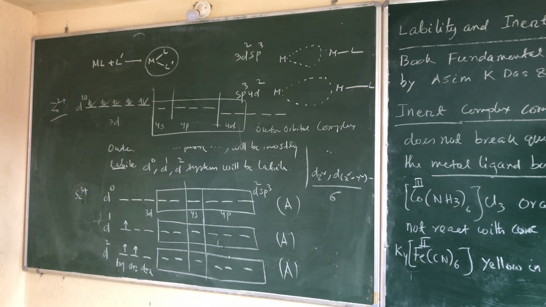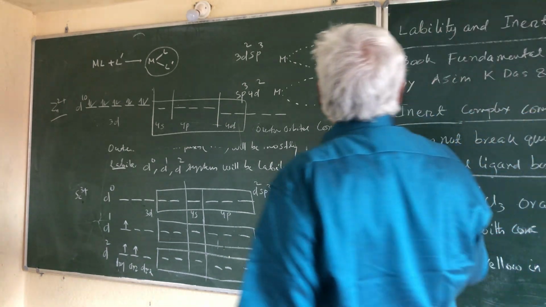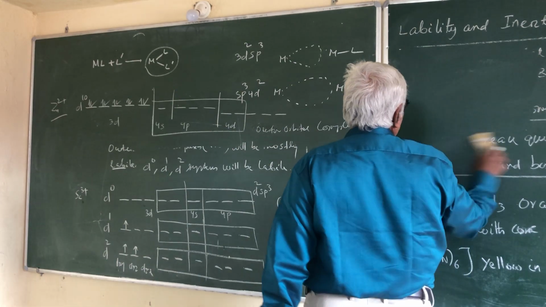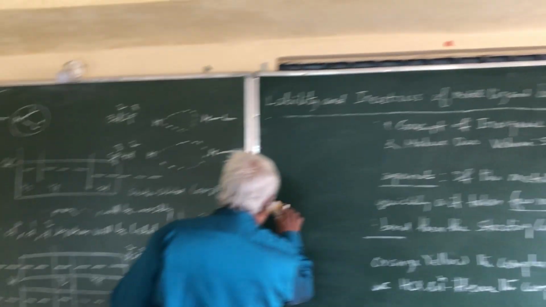So this is the valence bond explanation of lability and inertness. Now we will consider the exchange reactions.